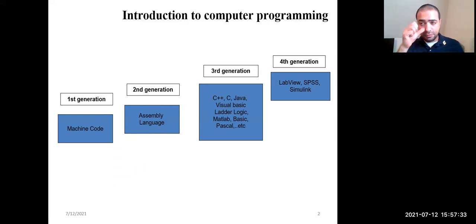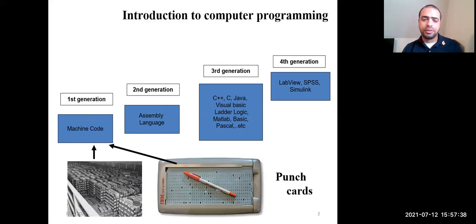The first generation of computer programming uses machine code. It's called machine code and uses punch cards to program. That was back in the 1950s when they first invented computers. As you see here, this picture shows a program. You see how big it is. It's stacks of punch cards like this, where they have to punch zeros and ones. And as you can imagine, it's going to be very, very time consuming.